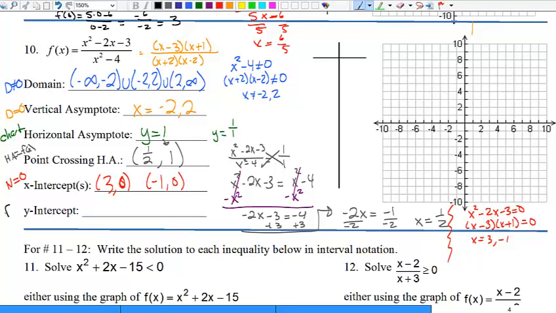And lastly, to get my y-intercept, I'm going to plug 0 into the function, which gets me 0 squared minus 2 times 0 minus 3. The numerator just gets me negative 3, over 0 squared minus 4, which is just negative 4. So that reduces to 3/4. So when I plug in 0 for my x, my y turns out to be 3/4, which gets me my y-intercept.